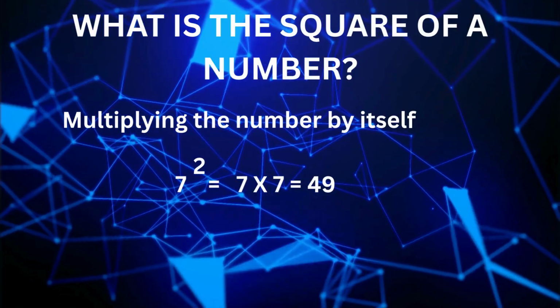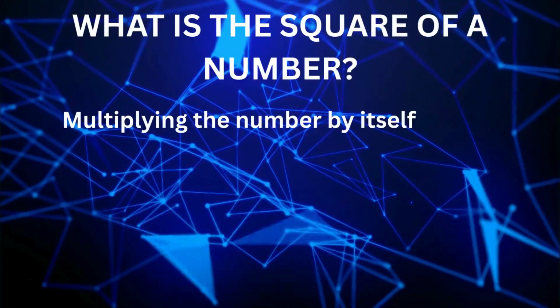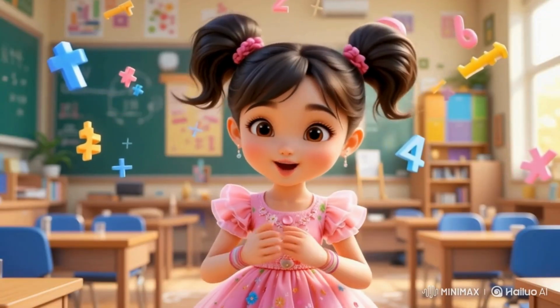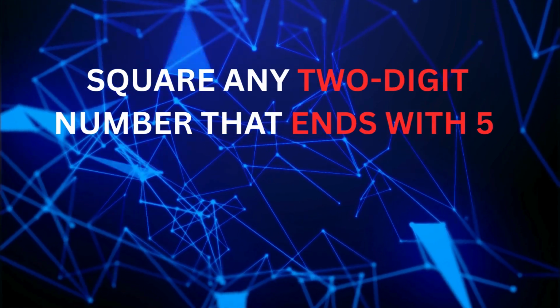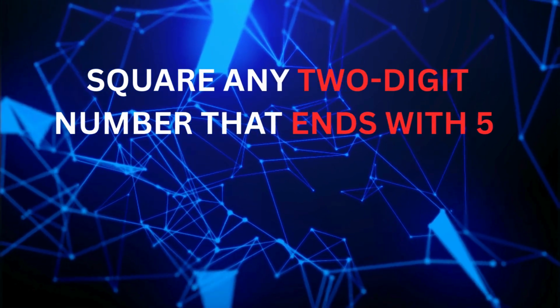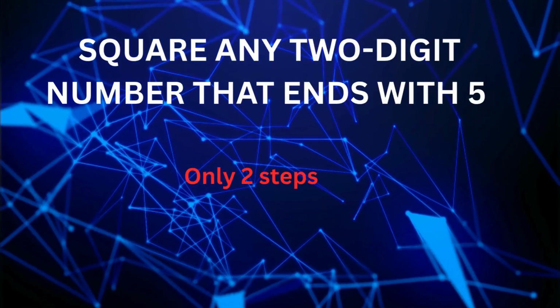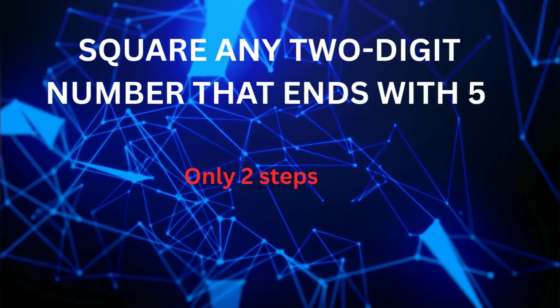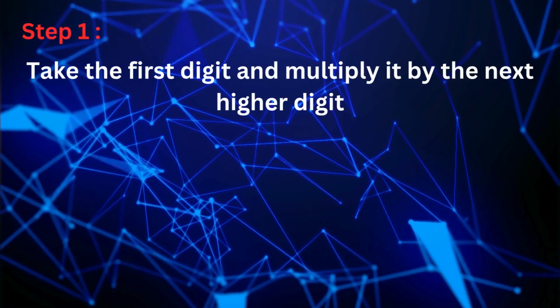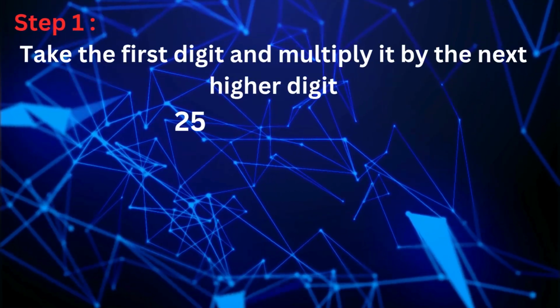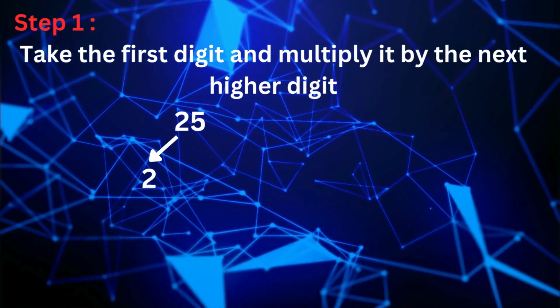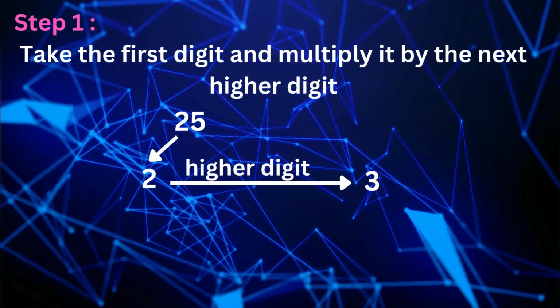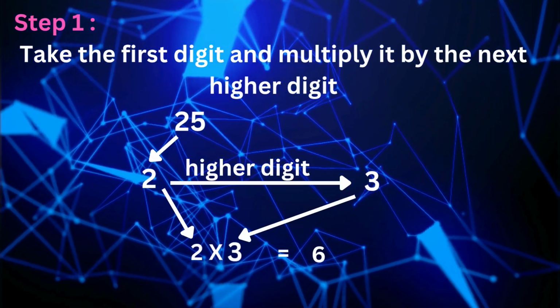Easy, right? Now, here comes the fun part. Let me show you a super easy way to square any two-digit number that ends with 5. For that, you only need to remember two simple steps. Step 1. Take the first digit and multiply it by the next higher digit. Let's try with 25. The first digit is 2. The next digit after 2 is 3. So, 2 multiplied by 3 equals 6.